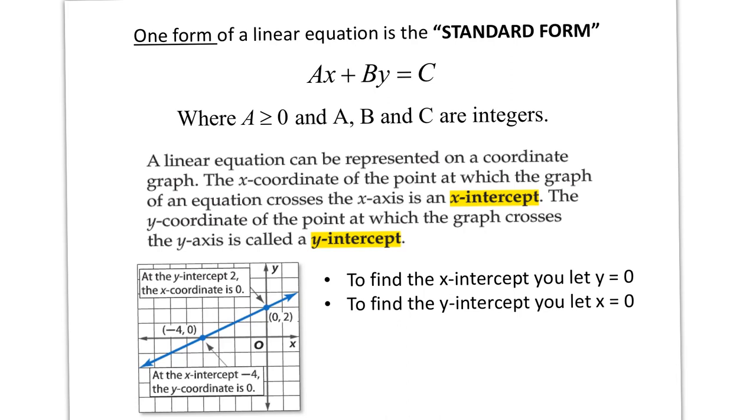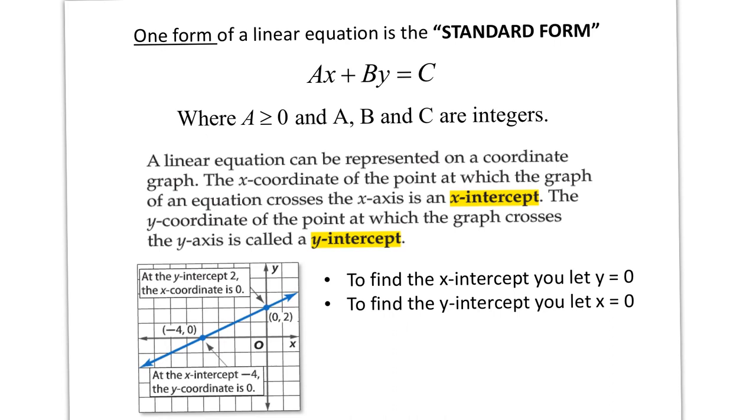Now, how do you actually find the x and the y-intercept? To find the x-intercept, you're going to let y equal 0. In this form, remember that a, b, and c are going to be integers, numbers. To find the x-intercept, you substitute 0 into the y, and you solve for x. When you want to find the y-intercept, you substitute 0 for x, so x equals 0, and you solve for y.